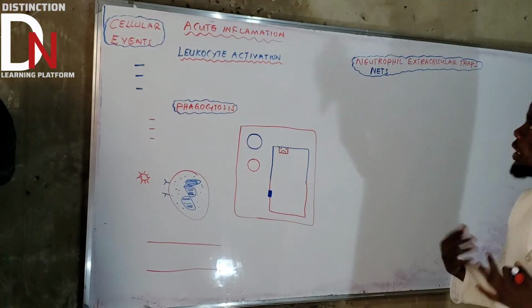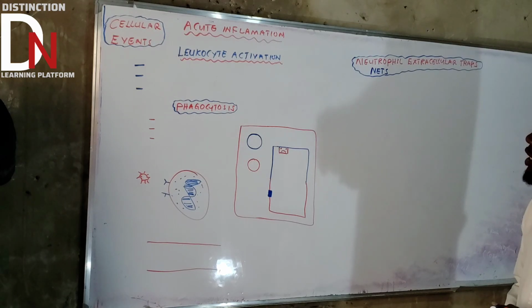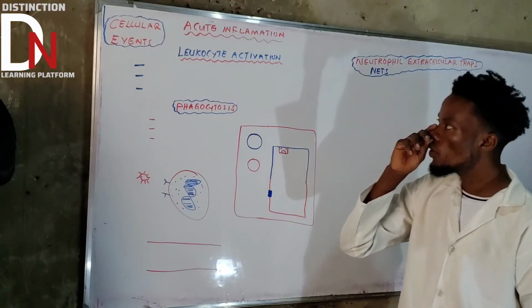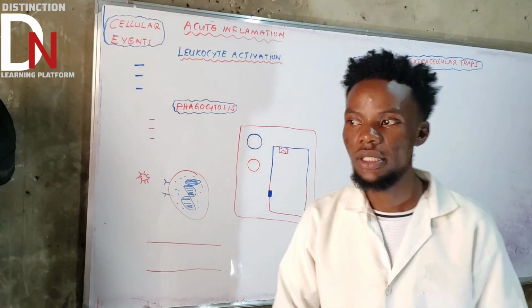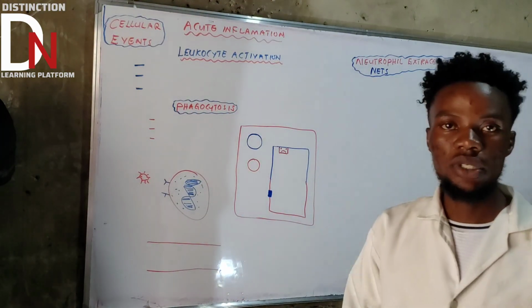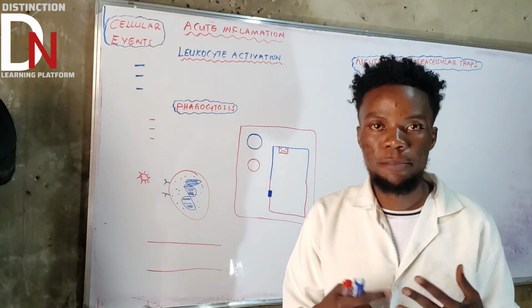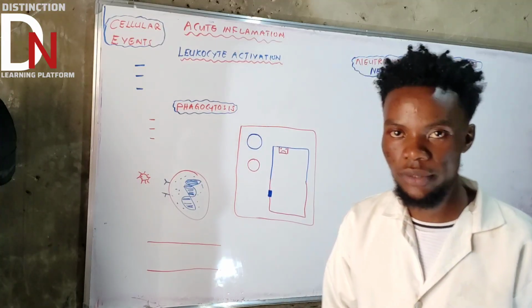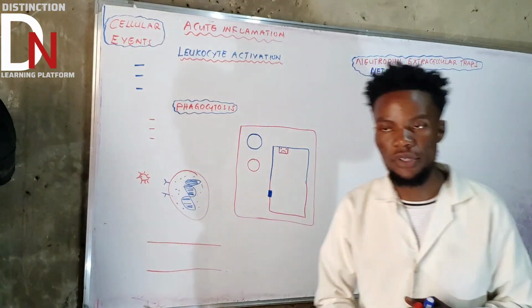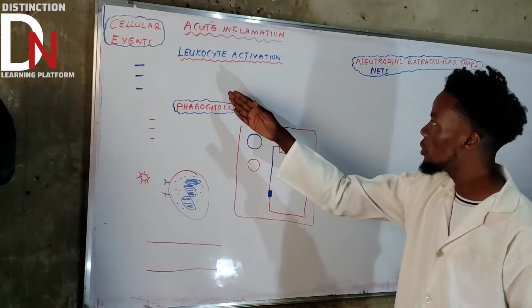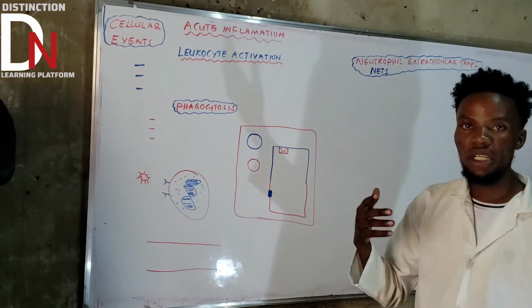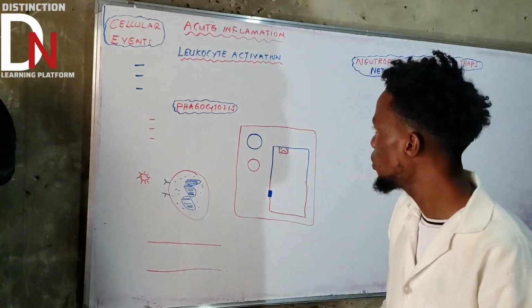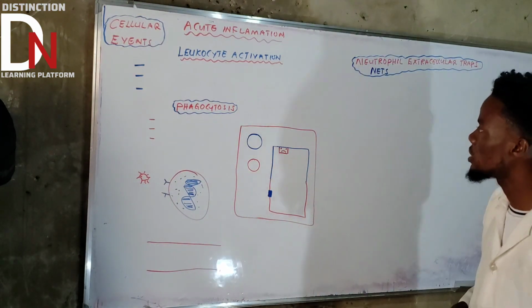Now, what is the other important aspect that you need to understand? Let's talk about leukocyte activation. It is under cellular events, because in the other video we talked about the first part under cellular events, which we call leukocyte recruitment. Make sure that you also watch that video. Now we'll proceed to leukocyte activation. The question is, how do leukocytes activate themselves?